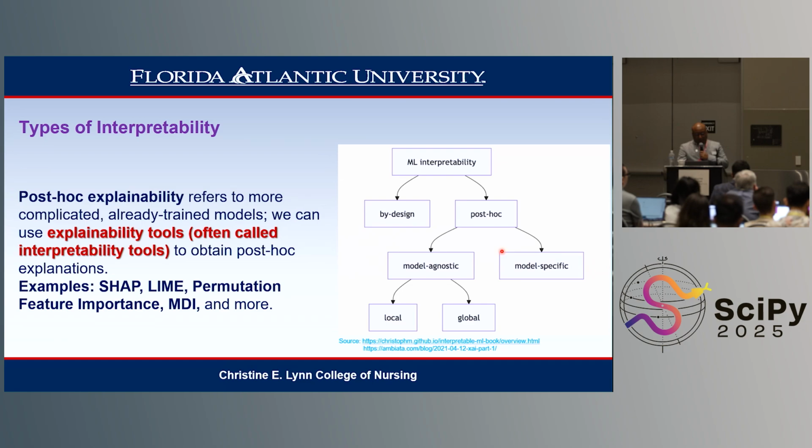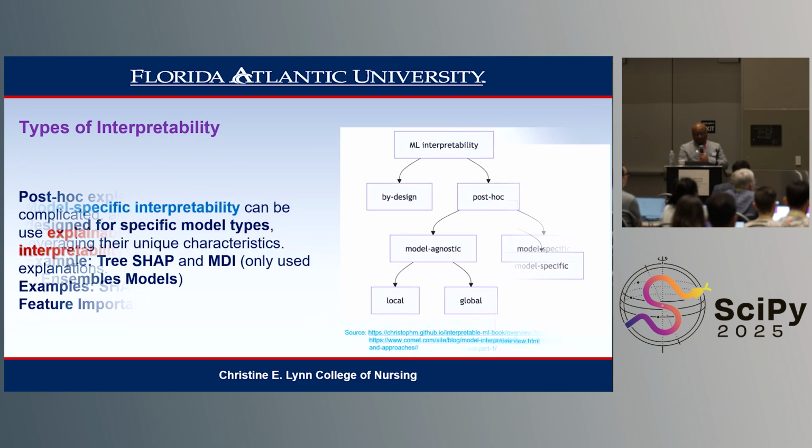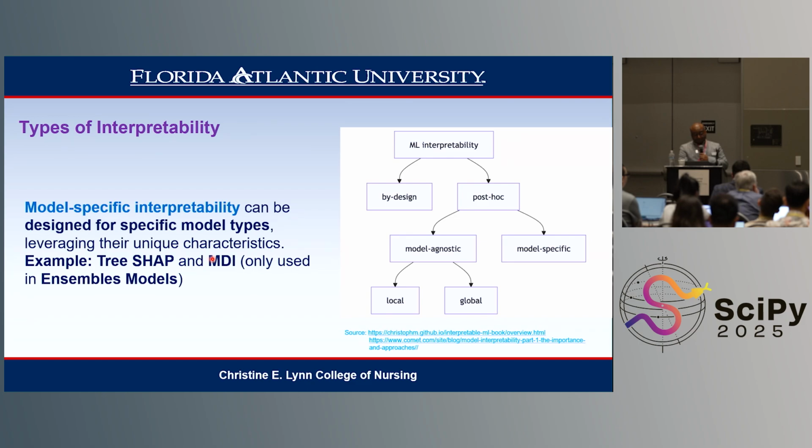So you see that is by design here, and after that you see the post hoc. Post hoc refers to when you do not see the model design, the model is more complicated, more complex design, then we can use some post hoc techniques that we already discussed before: SHAP, LIME, permutation feature importance, MDI. Those kind of things we use after the model runs, after getting the accuracy or performance metrics.